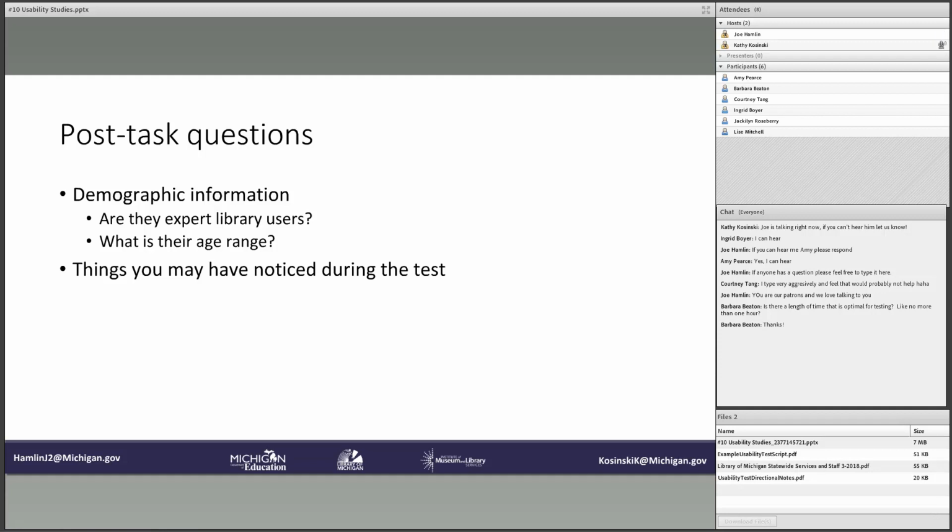how often do you visit the library? How frequently do you visit? When was the last time you used a program? Things like that. This is also the time where you bring up things you may have noticed during the test.